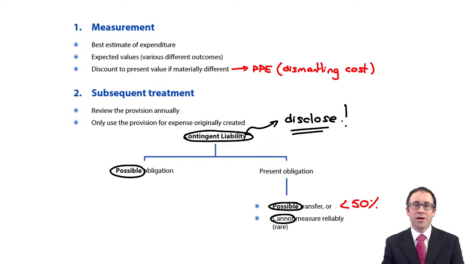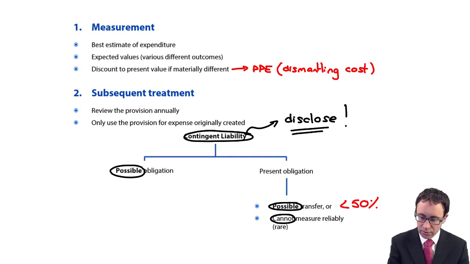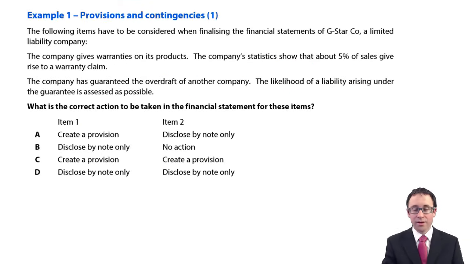So you don't recognize it. It's not recognized, it's just disclosed. So here, you're either going to create a provision, disclose a contingent liability, and if it's such a remote situation, then you just do nothing. Okay, don't bring it to the attention of the shareholders.